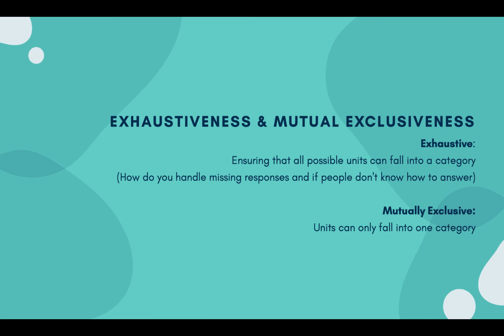And then something that's mutually exclusive means that each unit, each person, each participant, each observation can only fall into one category, right? So you don't want somebody to be able to identify as both a Republican and a Democrat. You don't want them to be able to identify as 18 and 22, right? So exhaustive, give them all possible options. And if you can't list all possible options, give them an other option. And then mutually exclusive means make sure that they can only identify as one of those options.